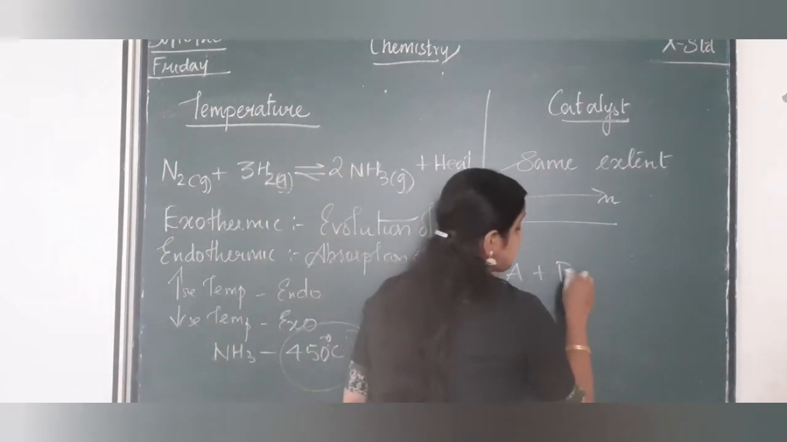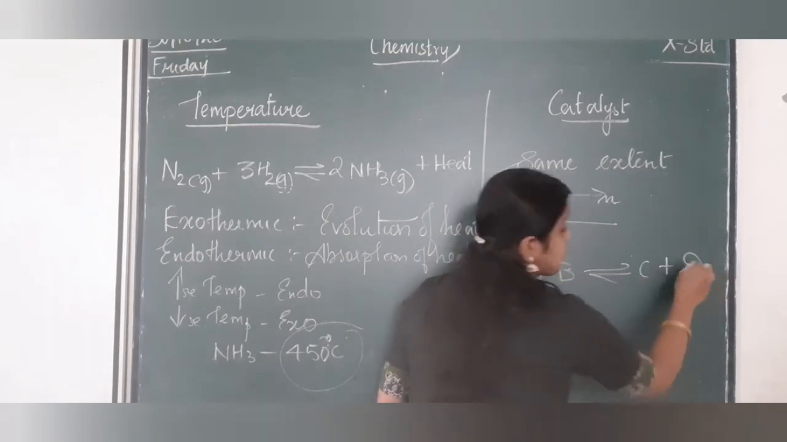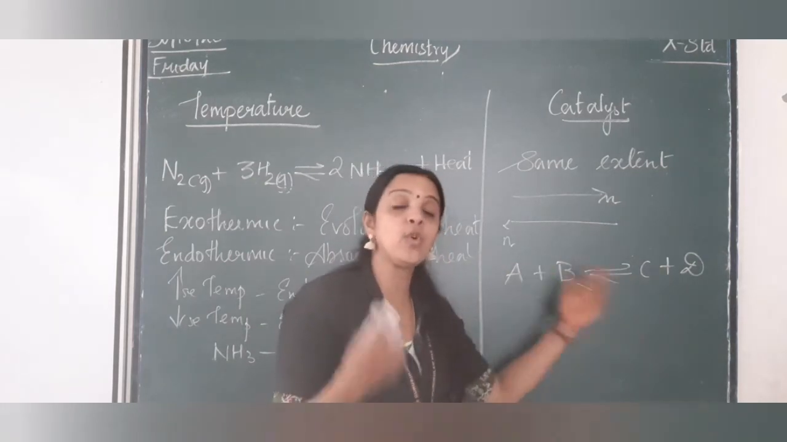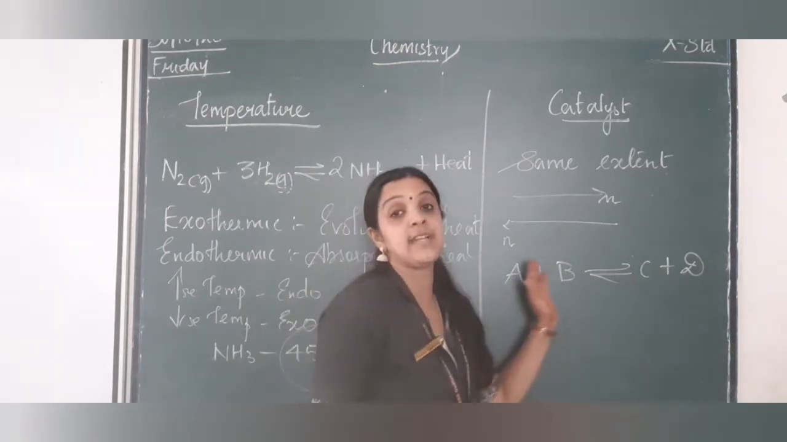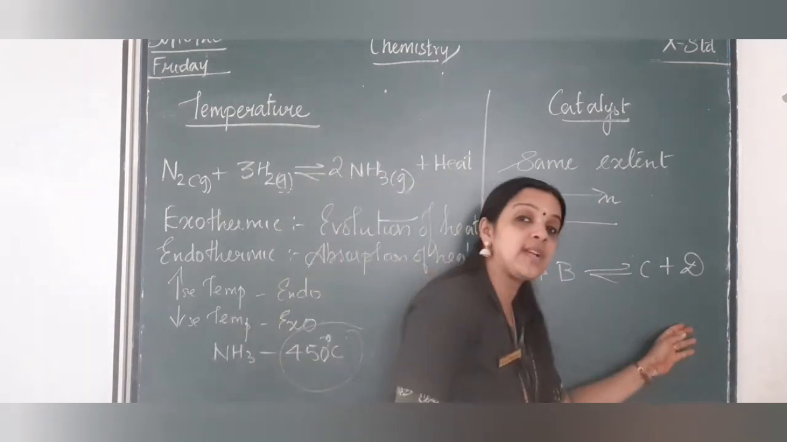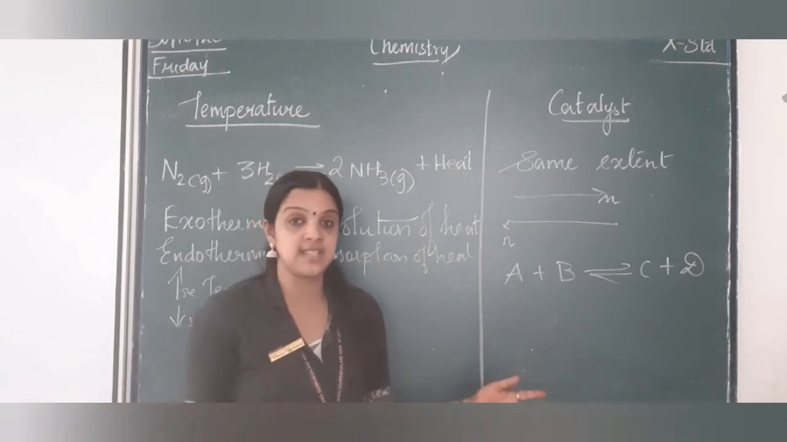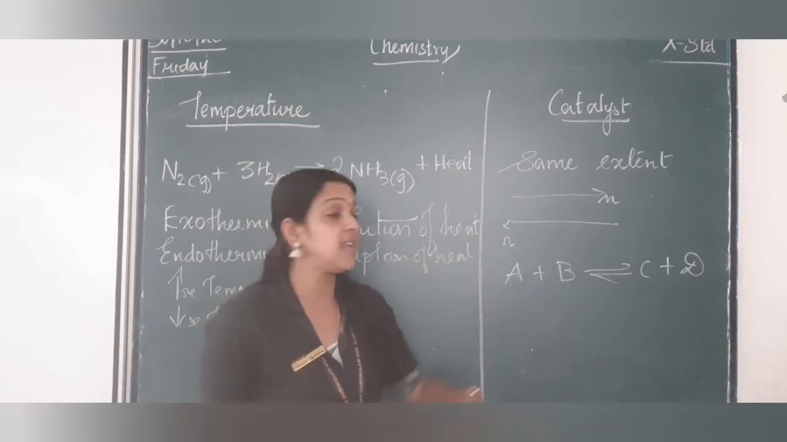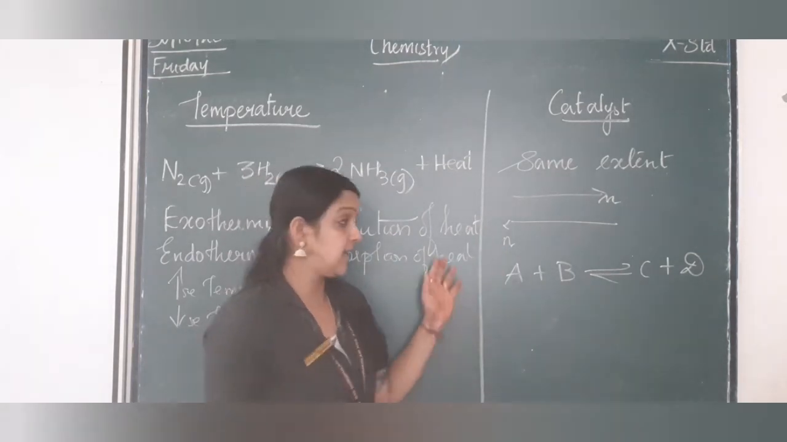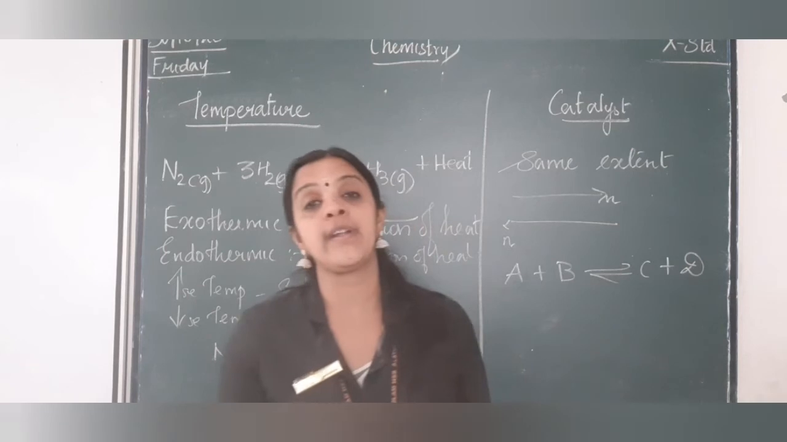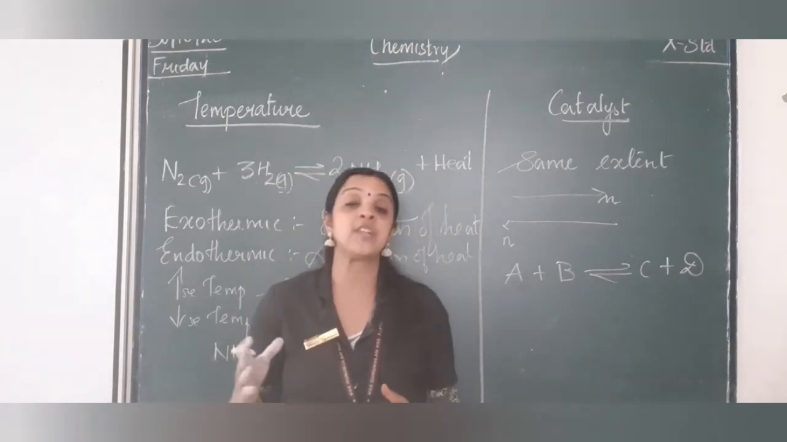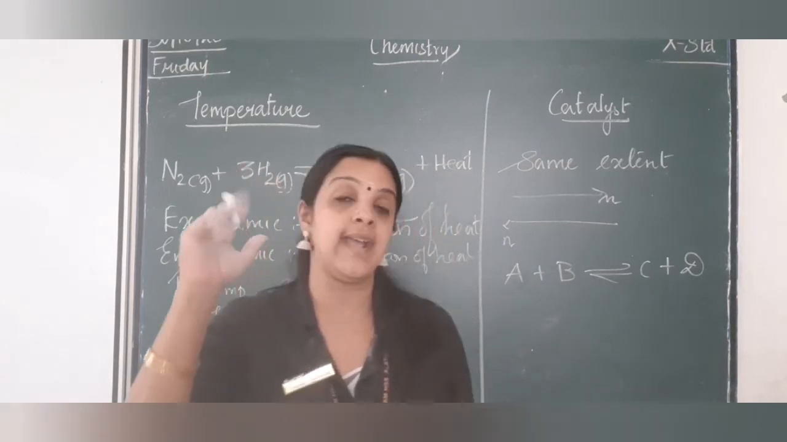Assume, children, there is a reaction where equilibrium has already been achieved. If I add a catalyst, it will affect both directions. I cannot make it affect only one direction, because for a catalyst, whether it is a forward reaction or a backward reaction, it is the same. So in simple words, a catalyst has no role in chemical equilibrium. If equilibrium has been achieved, there is no point in adjusting the catalyst. That's why in Le Chatelier's principle, we mention only concentration, pressure and temperature.